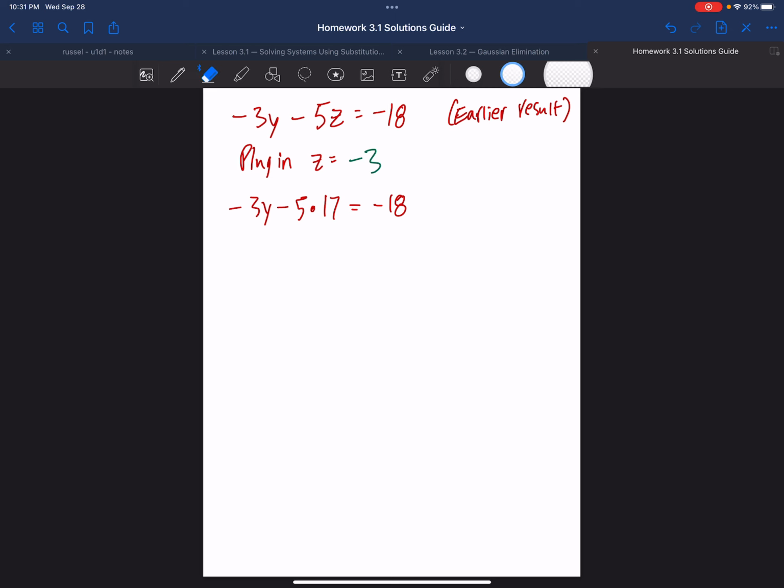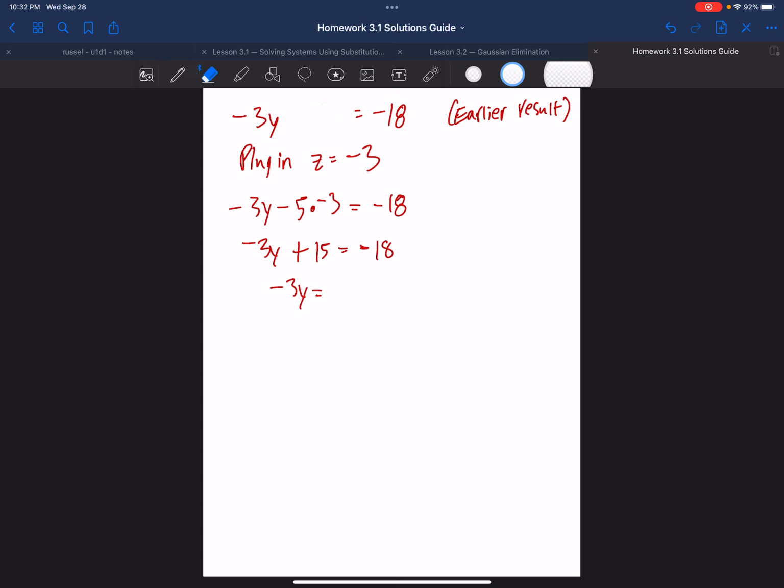Oops, I want to make that red. So plugging in z equals -3. So this is -3. This is -3y plus 15 equals -18. So -3y equals, what is 18 and 15? 33. Hold on. Oh, hold up.